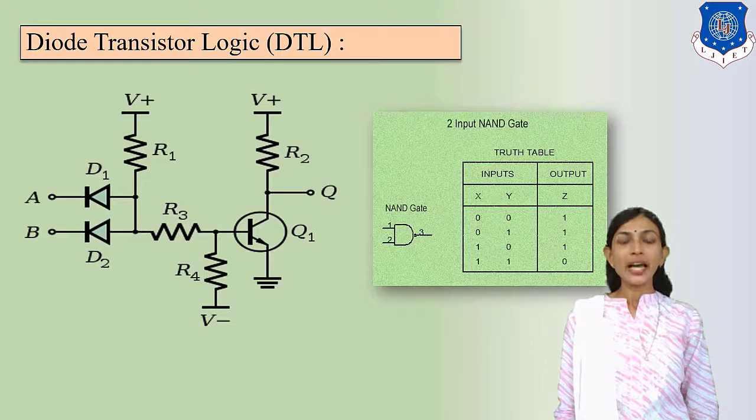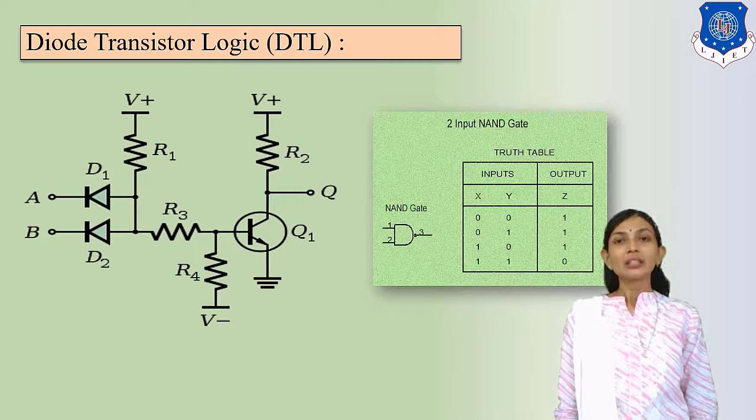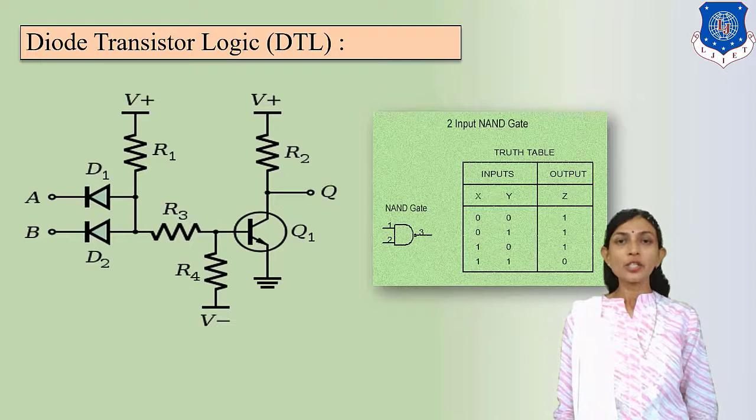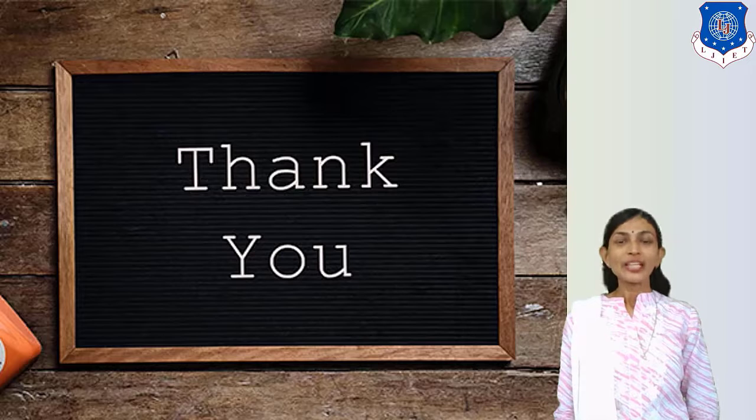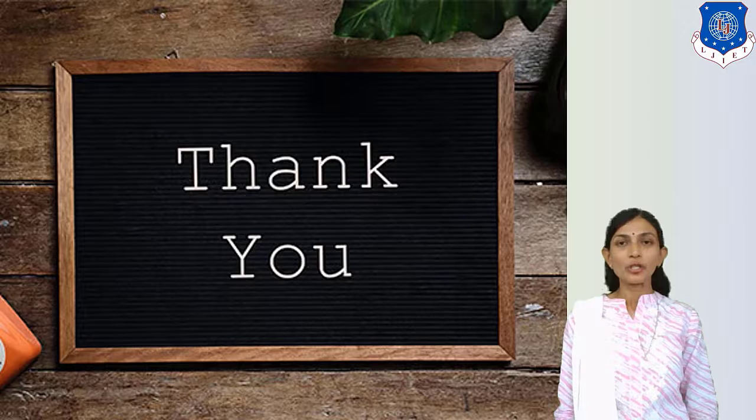Thus, dear students, RTL and DTL are two most important logic families, resistor transistor logic and diode transistor logic, and both are realizations of particular basic universal gates, NAND and NOR. NAND is the realization of DTL, and NOR is the realization of RTL. That's all about today's session of logic families, RTL and DTL.